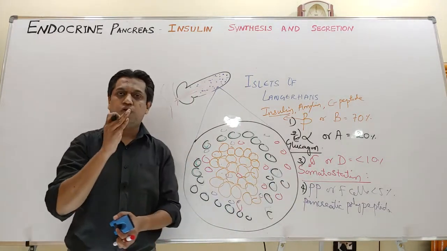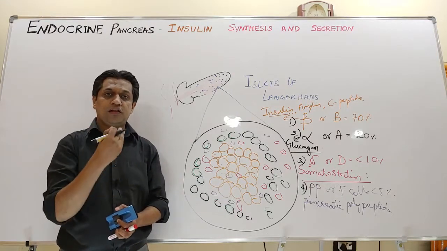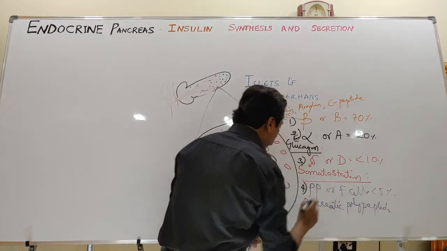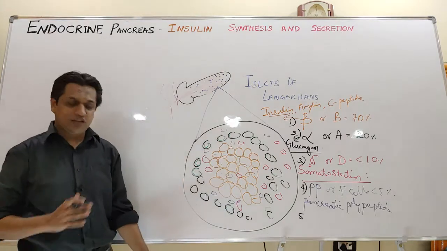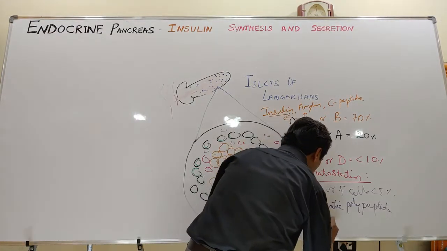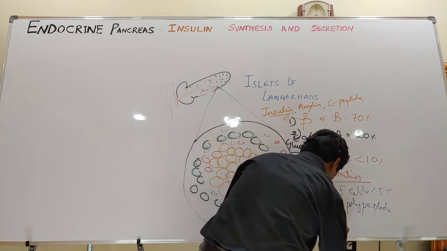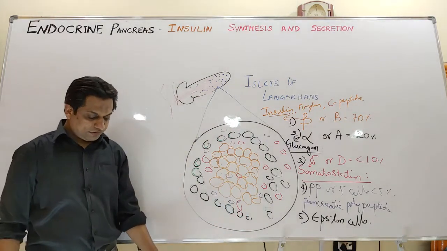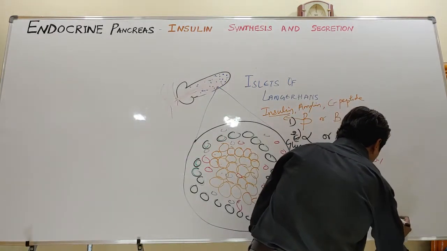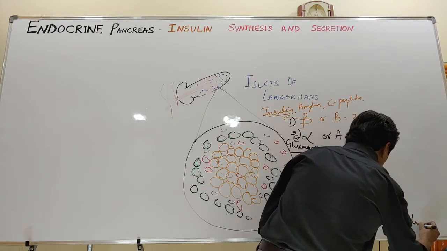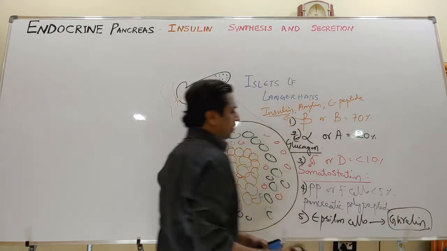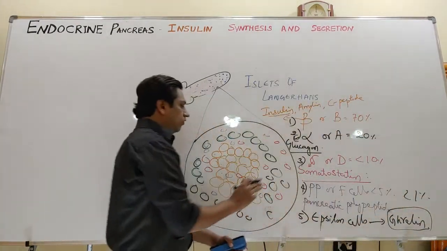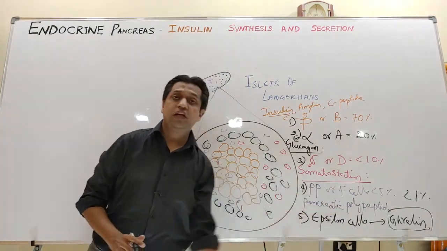Now apart from these four cells, newer cells are also recognized, a fifth type of cell present in less than 1% of the islets of Langerhans, and these cells are known as epsilon cells. They secrete a very important hormone known as ghrelin. It is concerned with hunger. It is just less than 1% of the mass. So it is the newer epsilon cells which will secrete the hormone ghrelin.